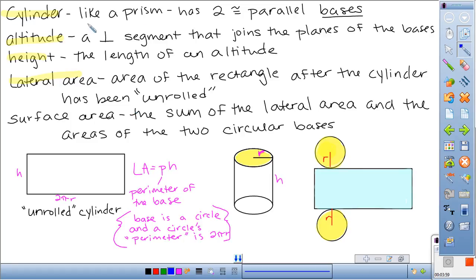Now cylinders, they're like a prism because they have two congruent parallel bases. What is special about cylinders is that those two congruent parallel bases are always circles.